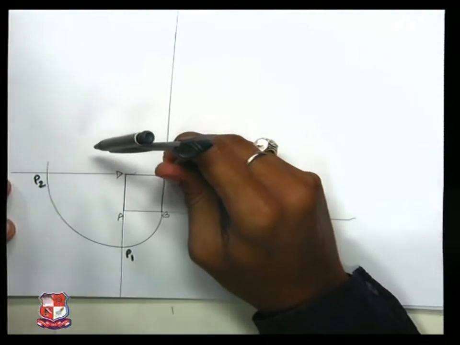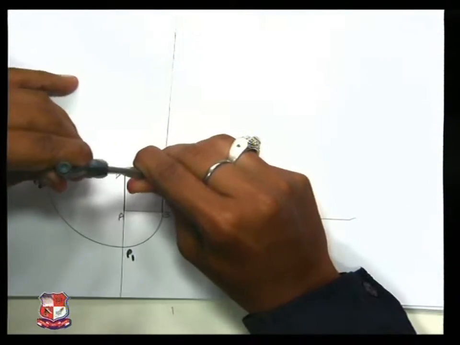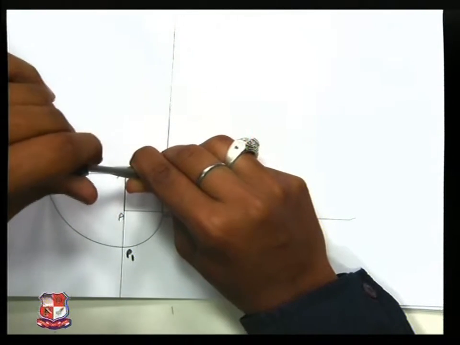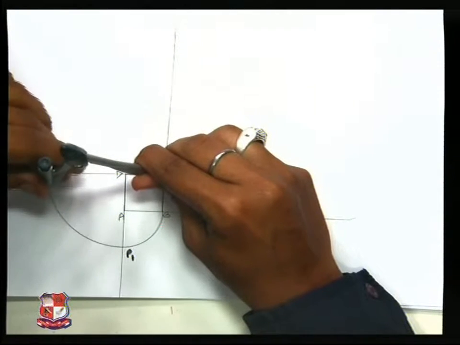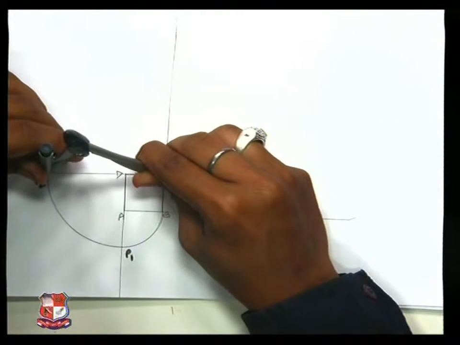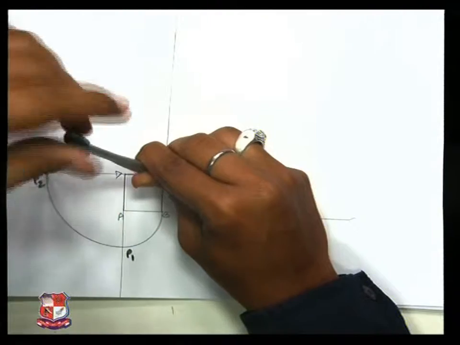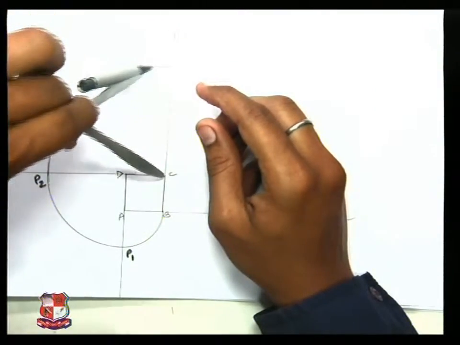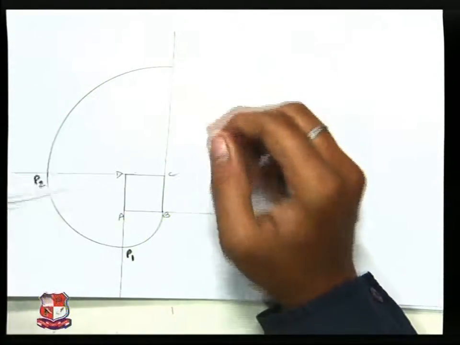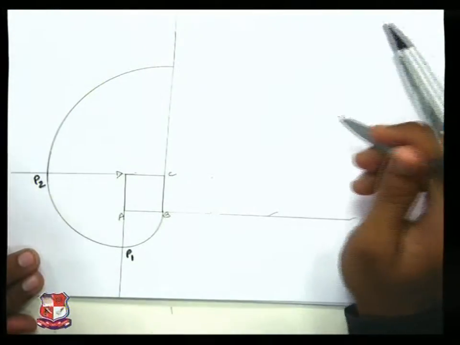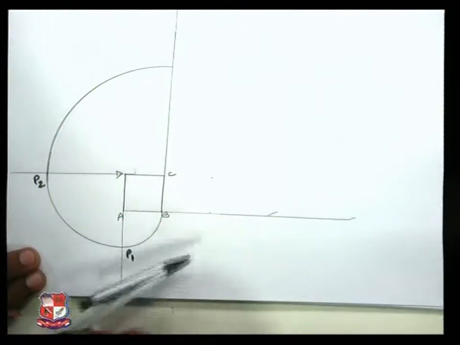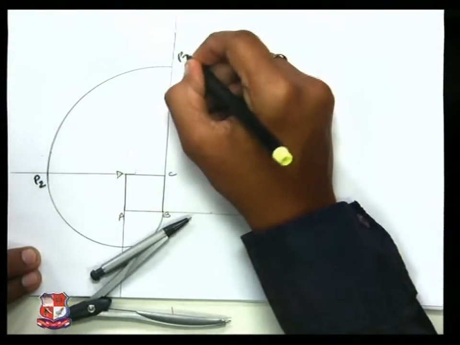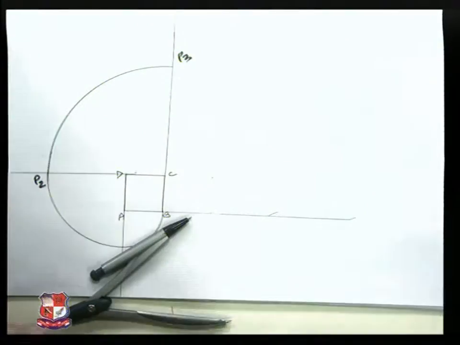Now in the next part, take C as center, CP2 as radius, and draw a continuous arc like this. The point we got is called P3.